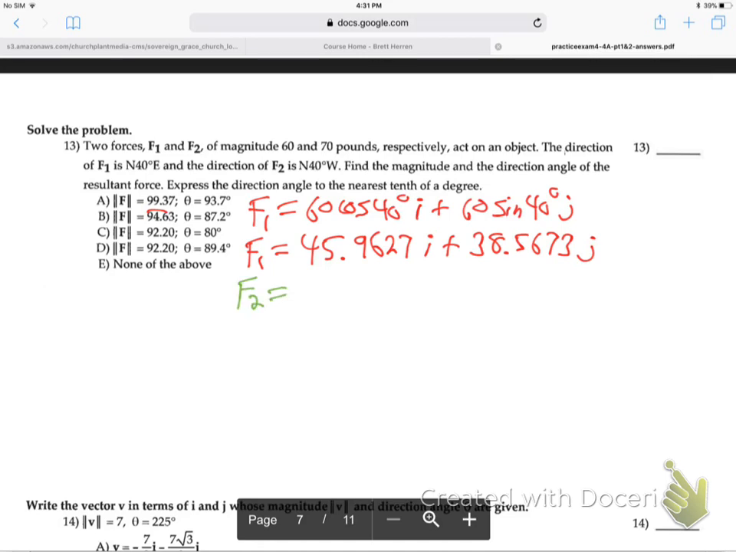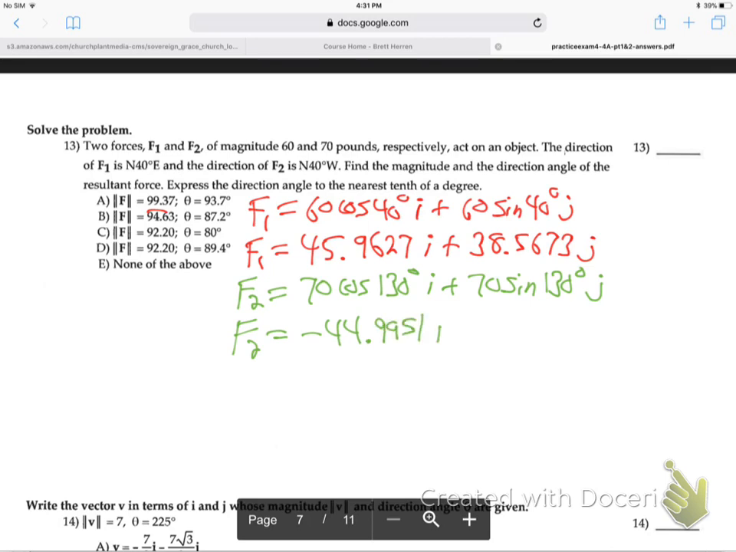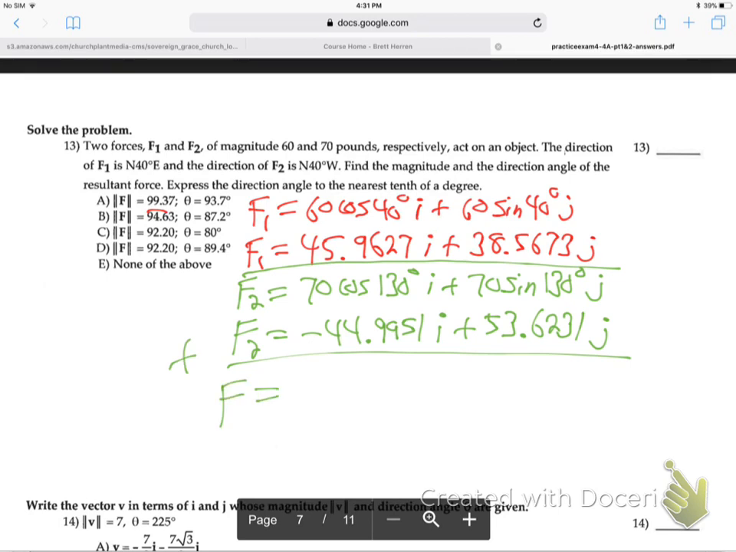Force 2 is going to be 70 cosine 130 I plus 70 sine 130 J. So then, for force 2, using the calculator, 70 times cosine 130, I'm getting negative 44.9951 I, and plus 53.6261 J. Okay, got force 1, force 2, add them together to get the overall resultant.